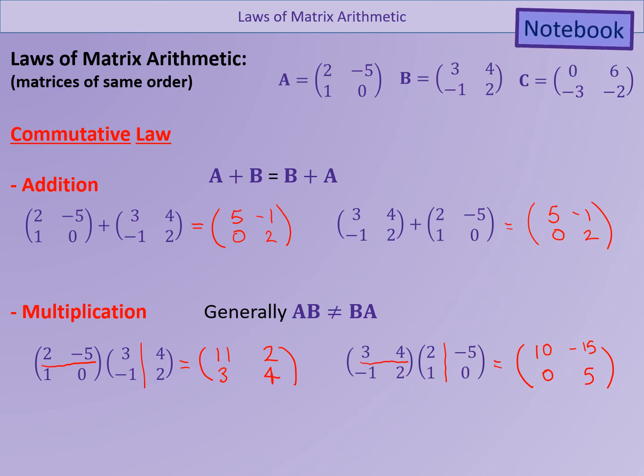So here we can see that AB is not equal to BA. Now there are some cases where AB is equal to BA, but generally speaking, this is not true.